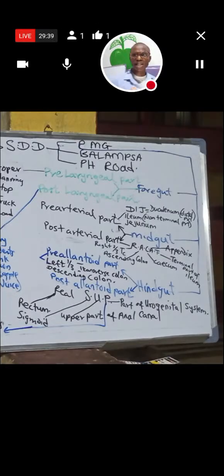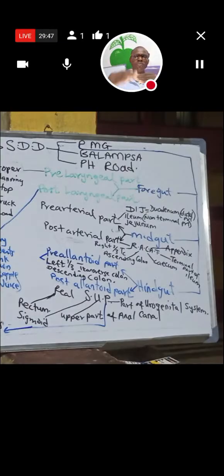We said primitive gut derivative is made up of three things: foregut, midgut, and hindgut. Whereas germ layer derivative is made up of three: endoderm, ectoderm, and mesoderm. That's it. Today, because of our time, let's see how far we can go. We've said that for the primitive gut, foregut, we have two.